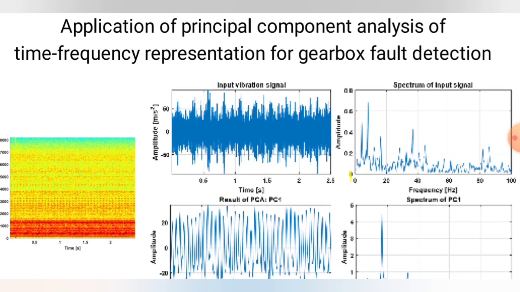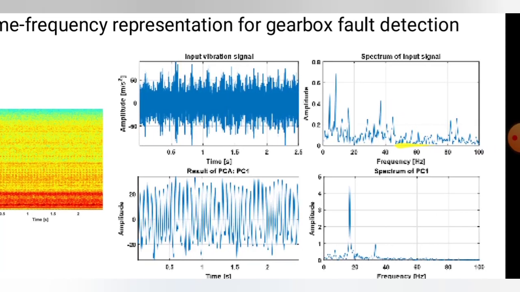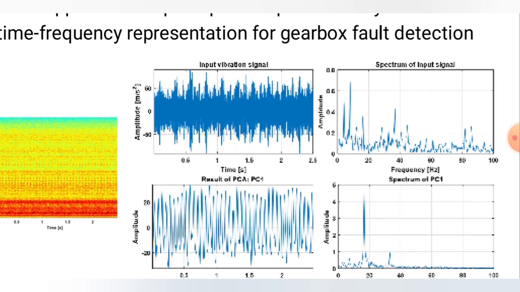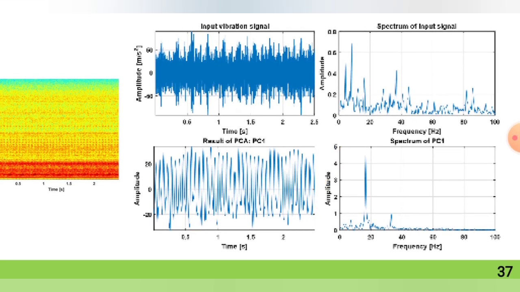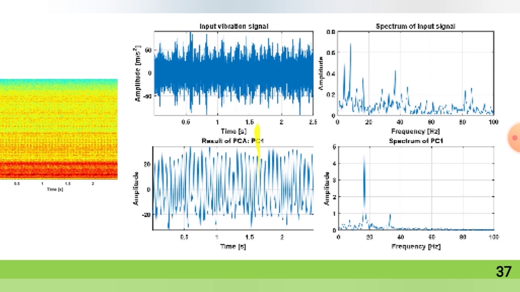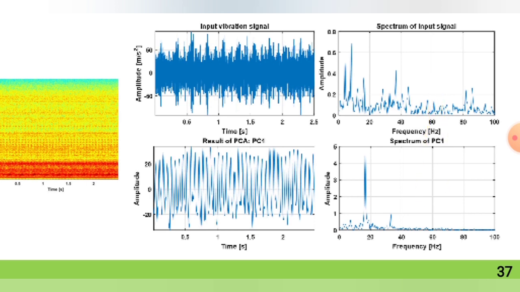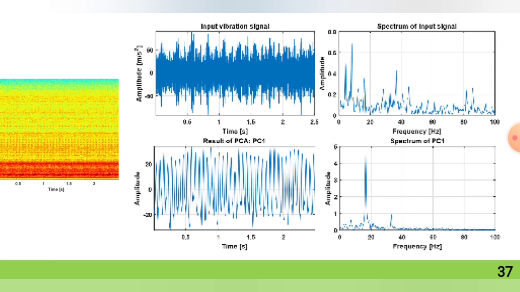As we can see, PCA gives the time versus amplitude statistical figures. The input vibrational signal may be seen in figure 1, and after that the spectrum of the input signal is this figure, which we plotted with frequency versus amplitude. The next one is the result of PCA, principal component 1, amplitude versus time for the input vibrational signal. These two figures are correlated to each other, and then the spectrum of PC1 for the input signal. So this is how principal component analysis is plotted using the overall spectrum.